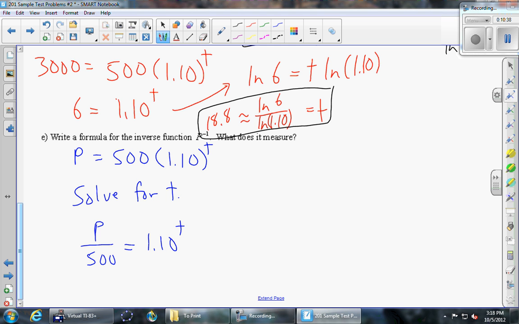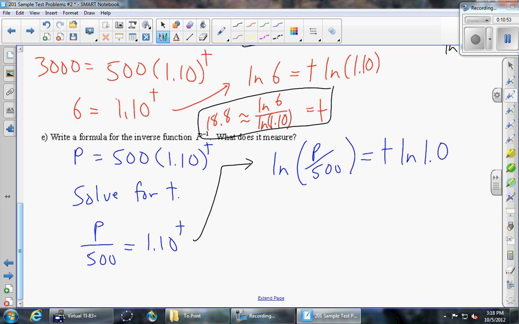And again, solving for t, that variable is in the exponent. So we'll hit both sides with an ln. And I'll go ahead and bring the t down, again saving a step. And then finally solving for t, we get ln of p over 500 divided by ln of 1.10.